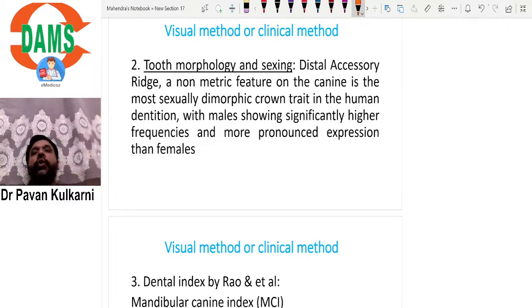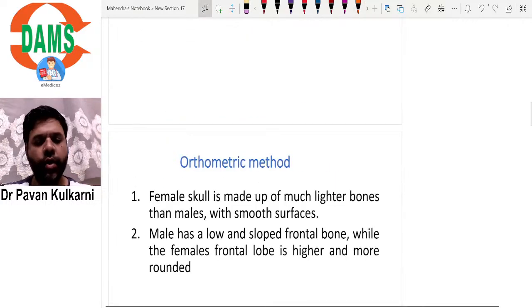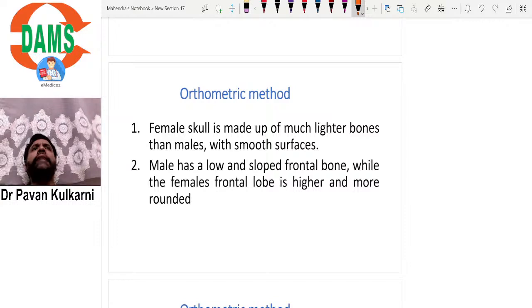So if they ask you which is the non-metric tooth morphological feature used in gender determination, and they give you four ridges, the answer should be distal accessory ridge. So distal accessory ridge is the non-metric feature that is usually used in gender determination. Okay, that is about certain clinical methods.